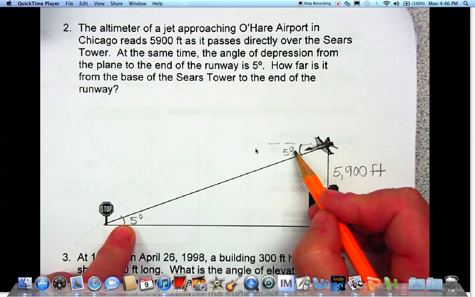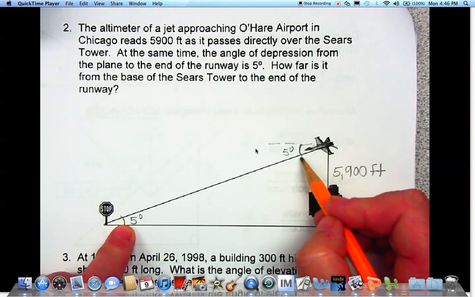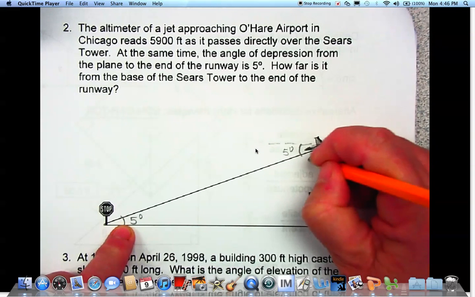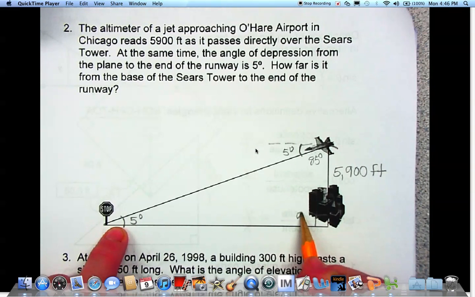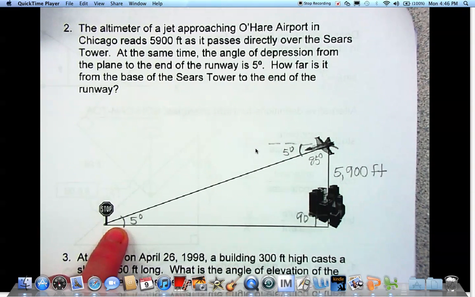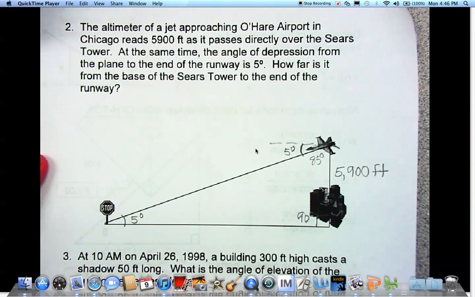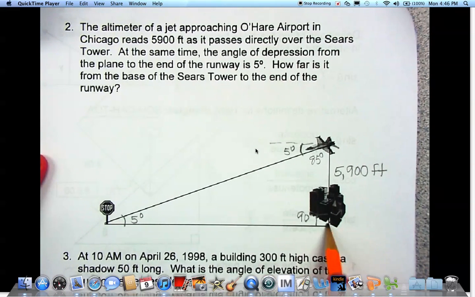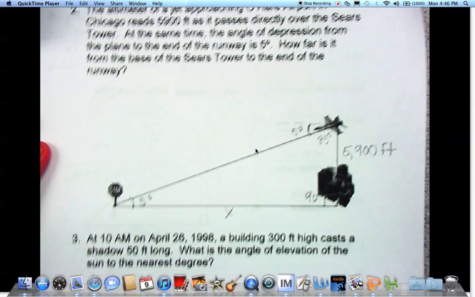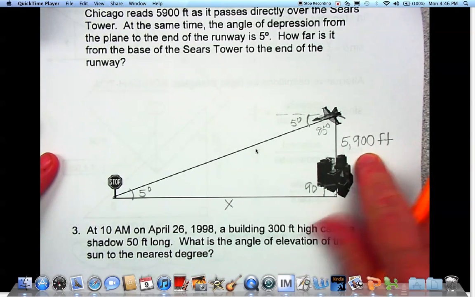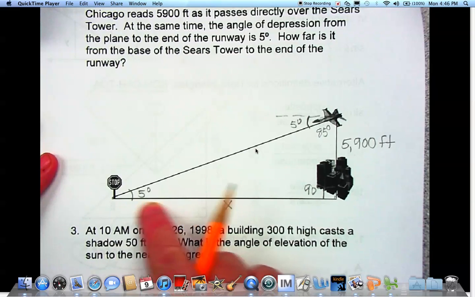Or you can subtract 5 degrees from 90 degrees and this would be 85 degrees. So that would make this one 5 degrees because this is 90 here, and they have to add up to 180. Okay, so we know that's 5 degrees. It says, how far is it from the base of the Sears Tower to the end of the runway? So we're trying to find this length right here. We're going to call that length X. We have Y. We have the 5 degrees, and we need X.